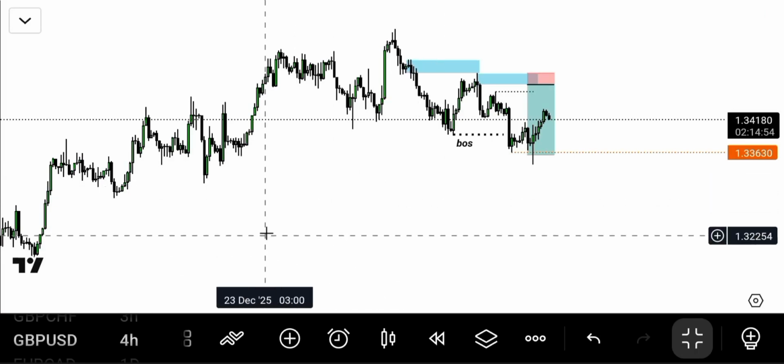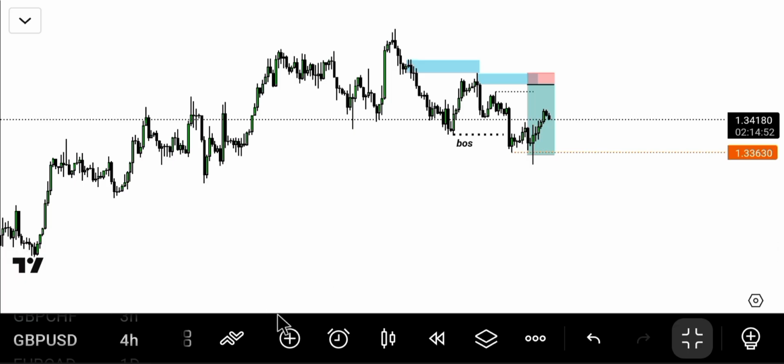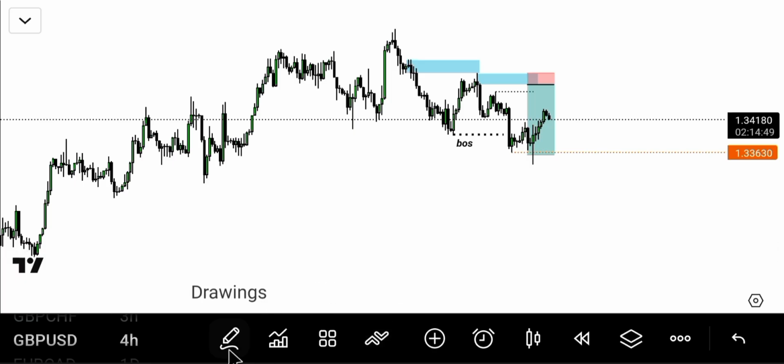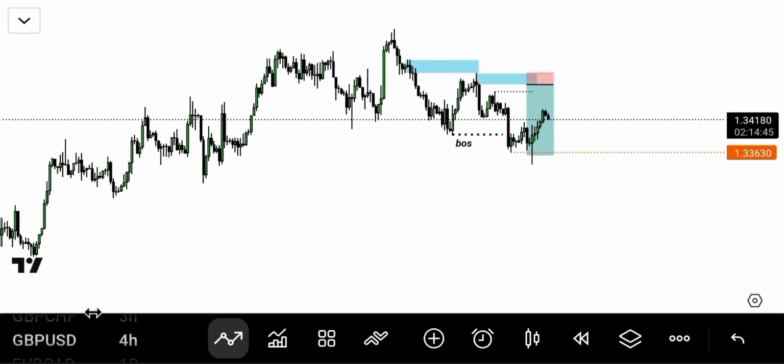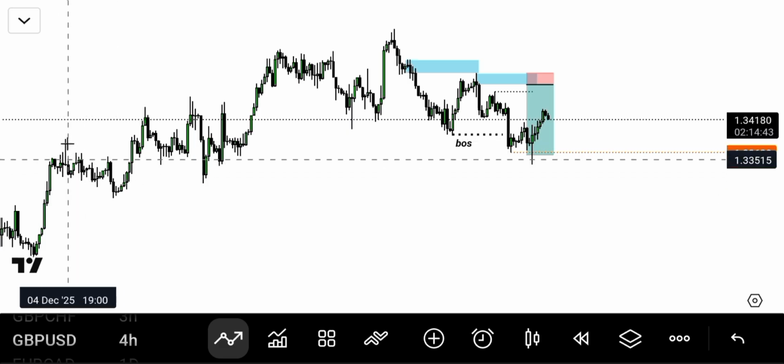As usual, we're going to be breaking down the trades we are active on, the one we took, and the one we are looking to take. Starting with GPUSD, which is a trade we called recently.